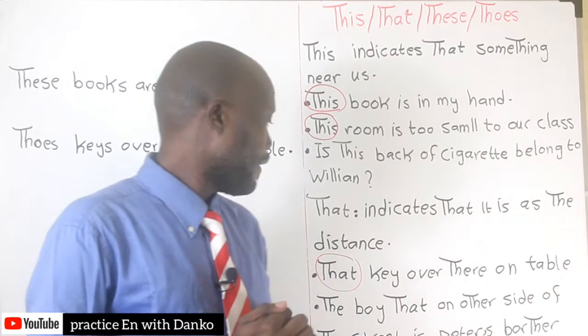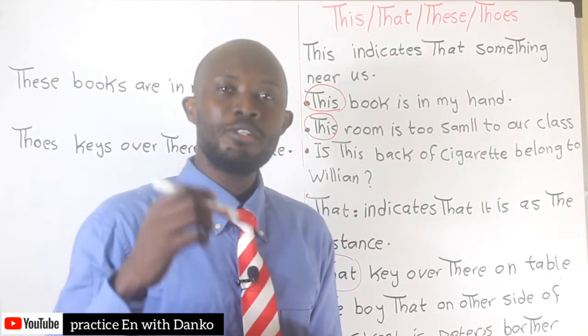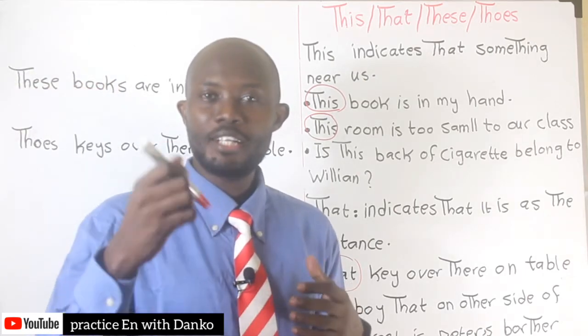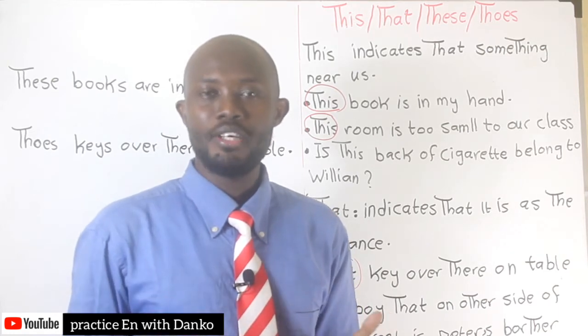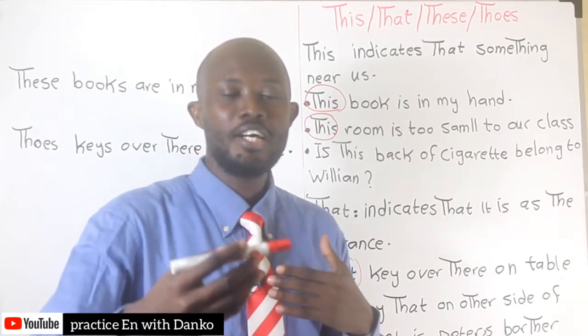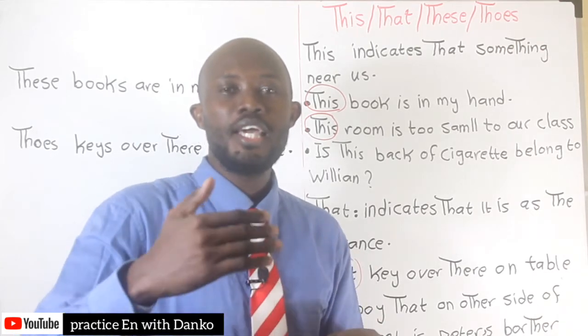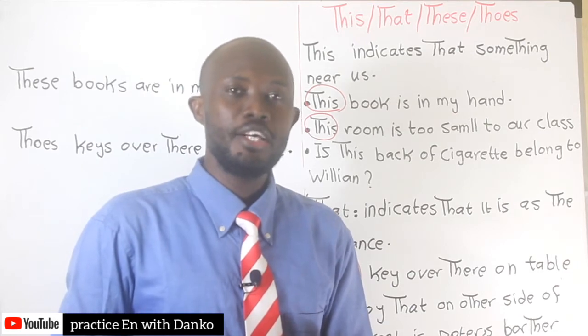Alright, okay? So for example, you must say, oh, that boy, that boy is very noisy. Who? That boy. Because here you use that to indicate something that is far away from you. Okay? Good.